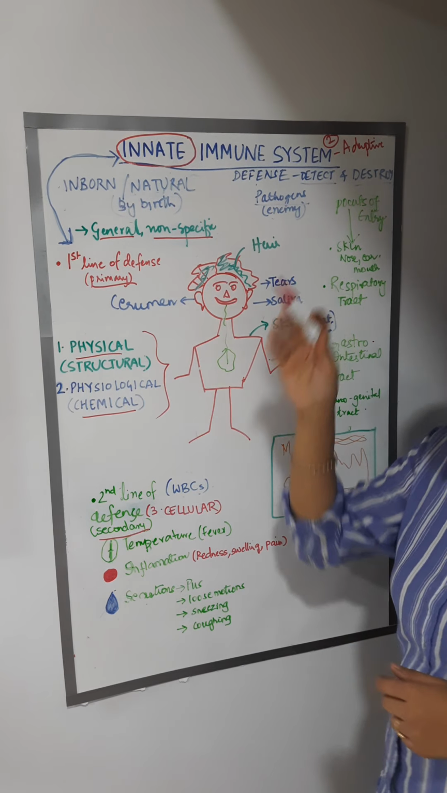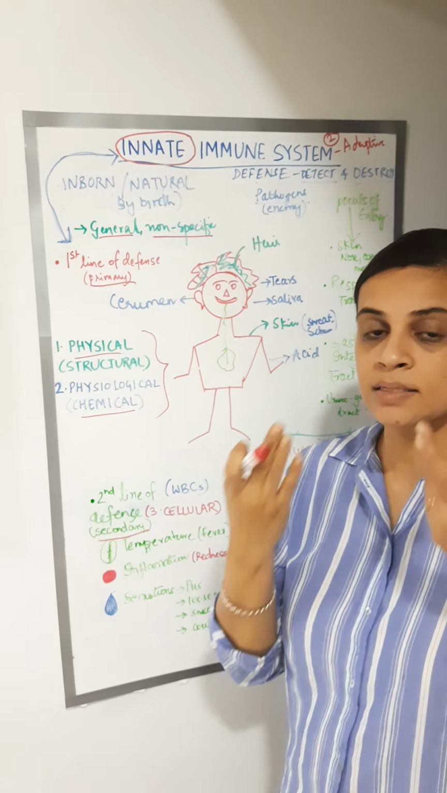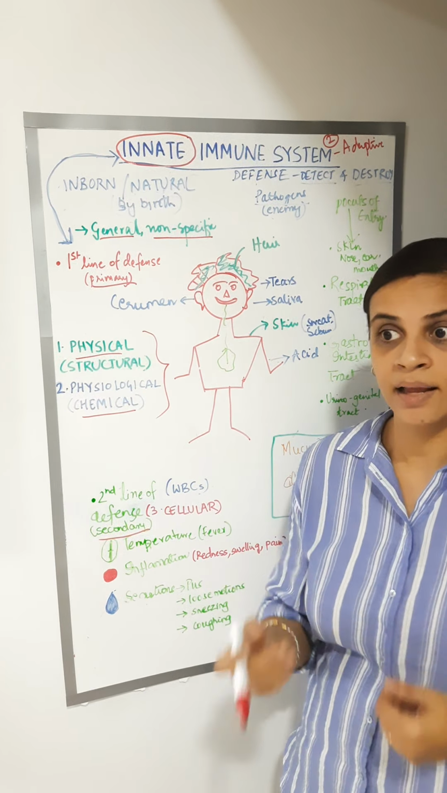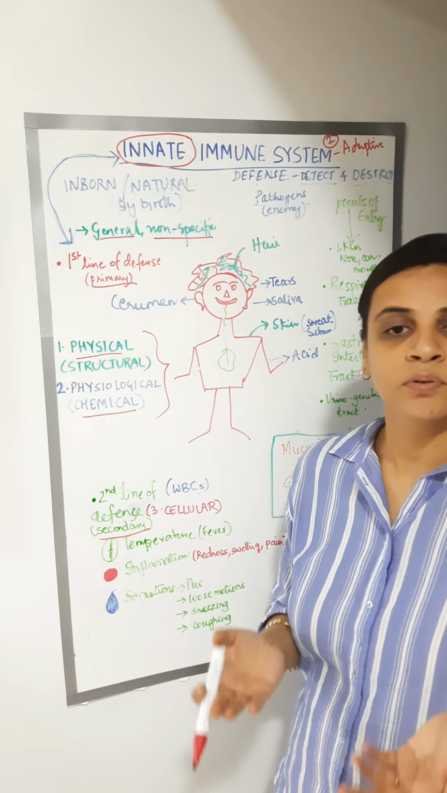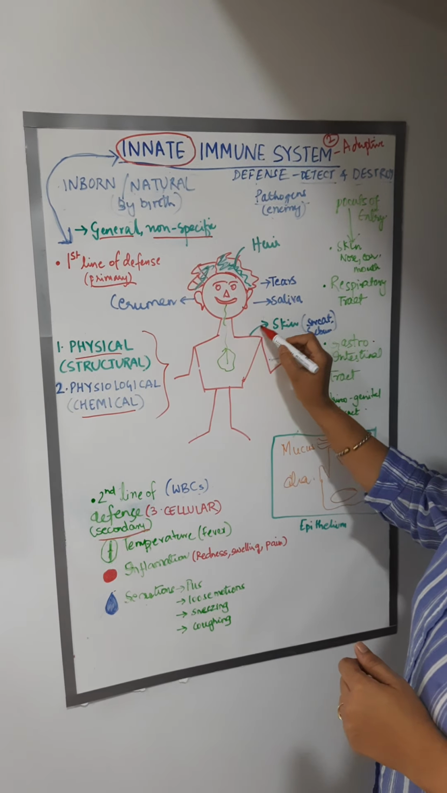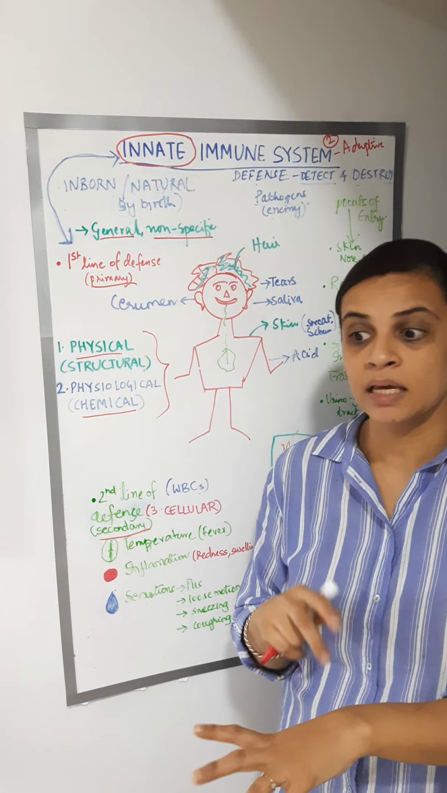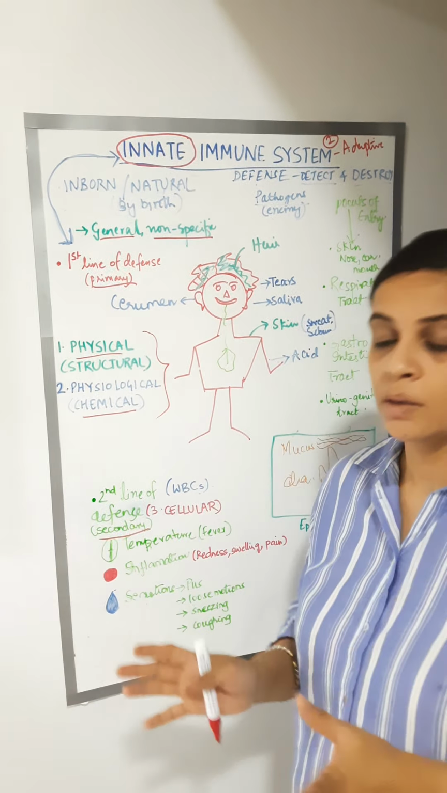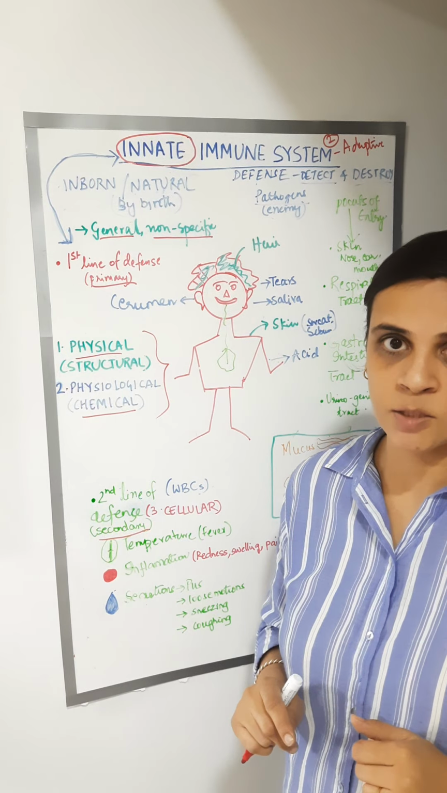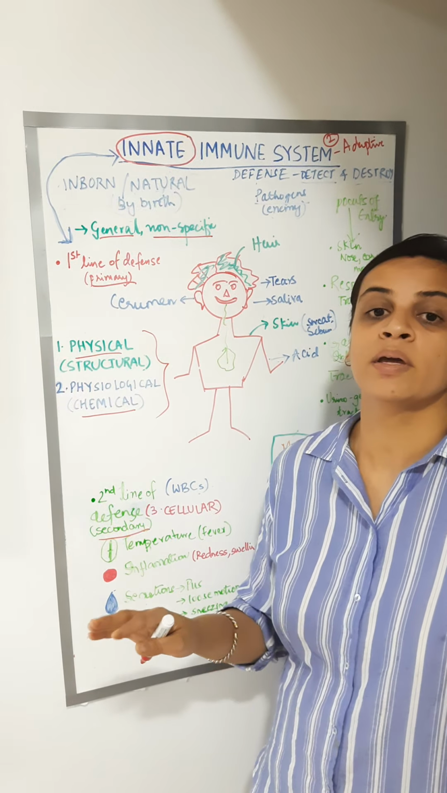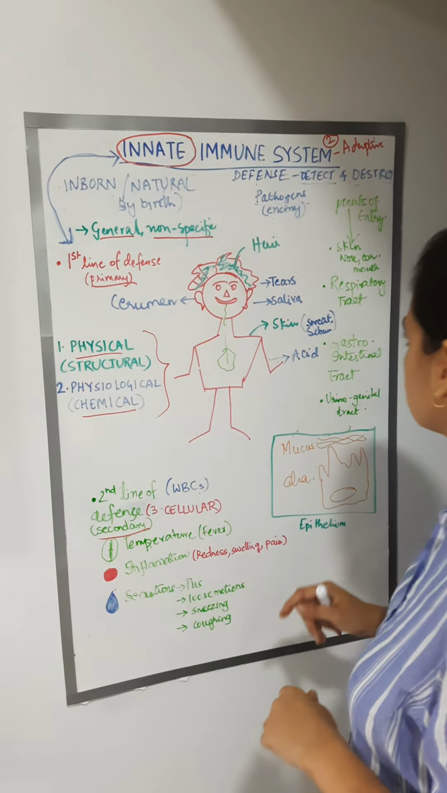As you see, the hair on our head, the hair inside our nose, surrounding our ears, the hair of our eyelashes, these all protect us from foreign particles and dust and germs. Coming to skin, our skin is the largest and most important structural or external barrier against pathogens. It is made up of impermeable layers that do not allow any pathogen to invade easily.